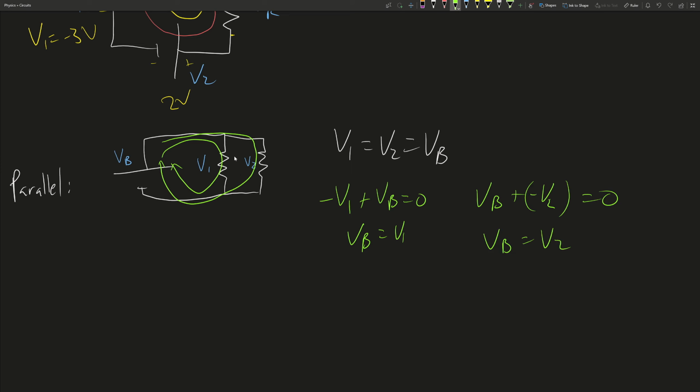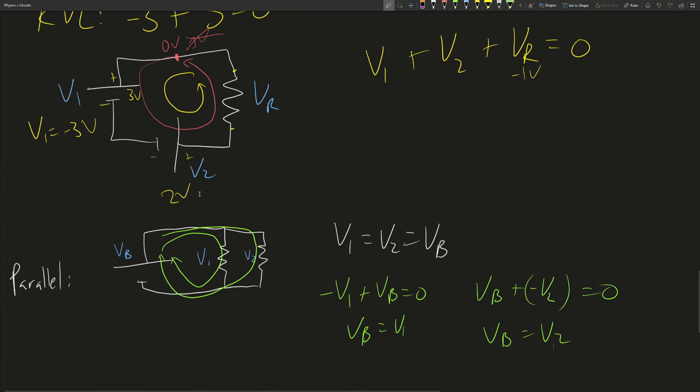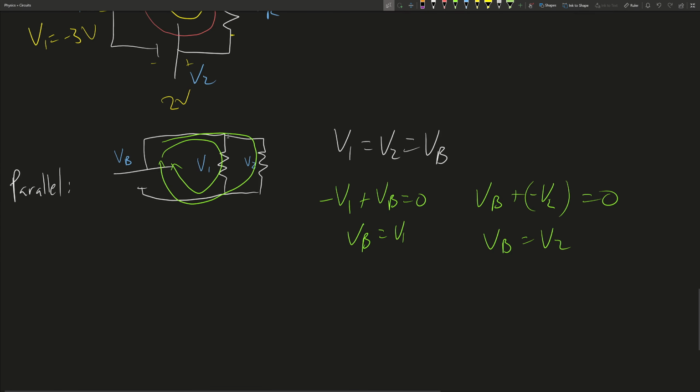And basically, for any branches in parallel, from using Kirchhoff's voltage law, we can see that the voltage across the parallel branches is going to be the same. And so that's a really important conclusion following from Kirchhoff's voltage law. And we can use these laws to analyze circuits.